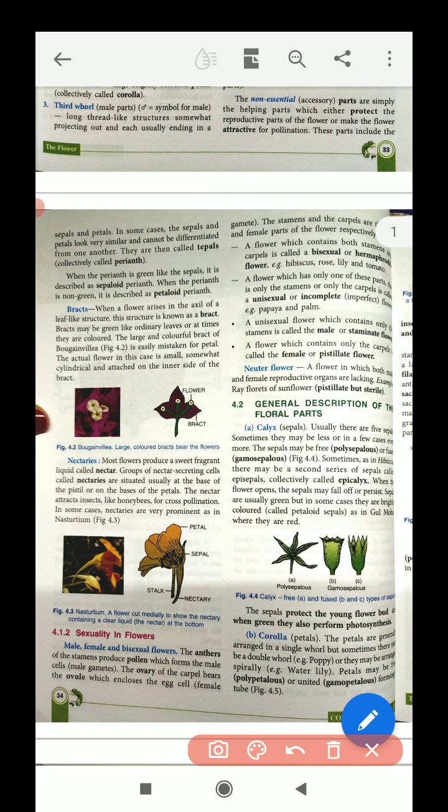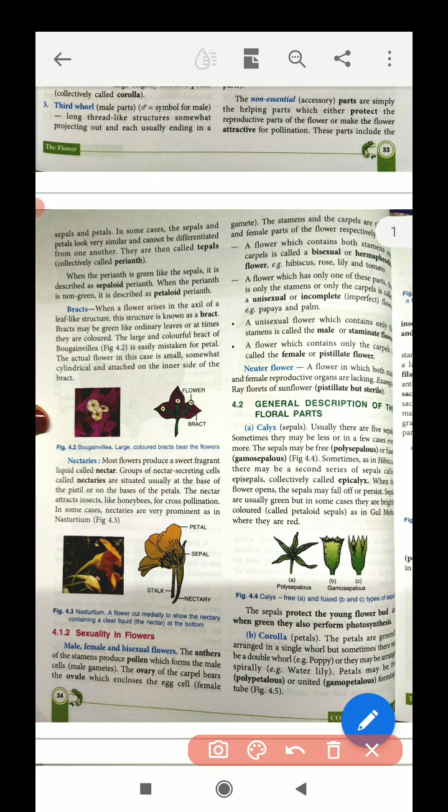Now students, come to the function of sepals. They protect the young flower buds, and when green they also perform photosynthesis. So sepals have 2 types of function: one, to perform photosynthesis if green, and second, to give protection to the buds at the initial stage of the flower. There you can see the sepals present, and inside are the petals and everything else, and when the flower grows, it will flourish.